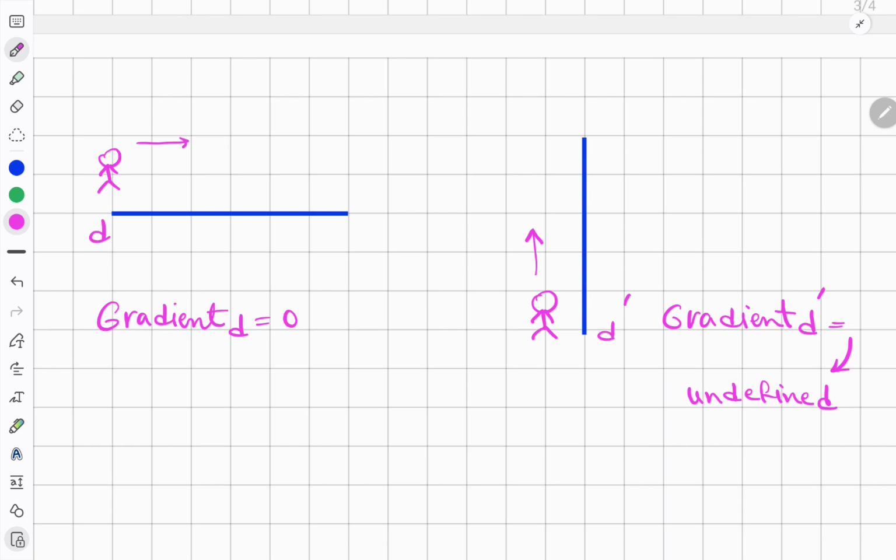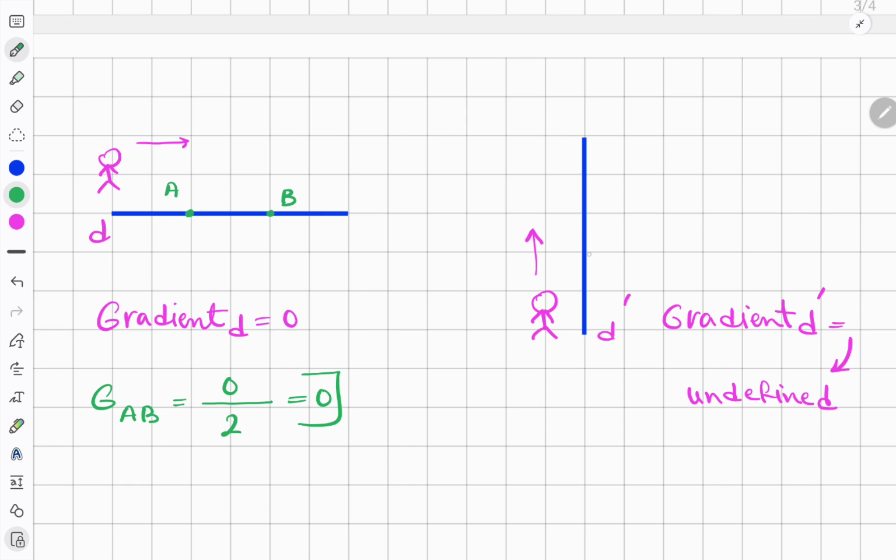And we can prove that the gradient of a horizontal line is 0. Imagine we have 2 points, point A and point B. So the gradient of AB equals the difference of y's, which is 0, and the difference of x's is 2 units. So the gradient is 0 because the numerator is 0. So we prove that the gradient of D or any horizontal line is 0.